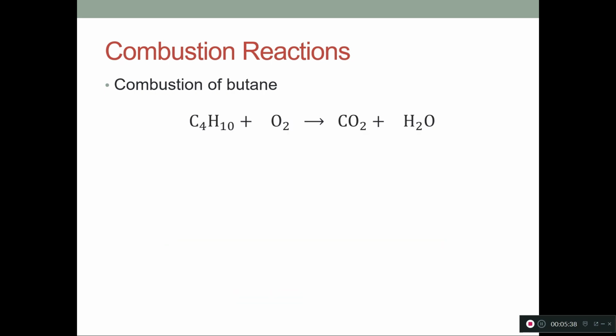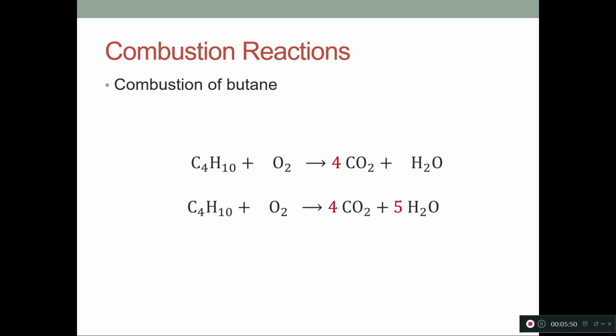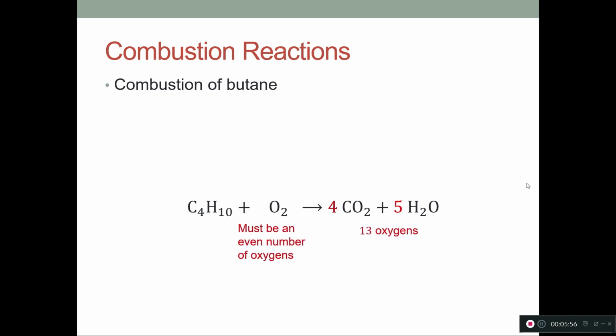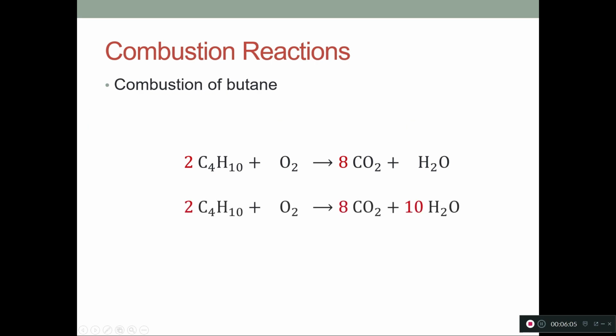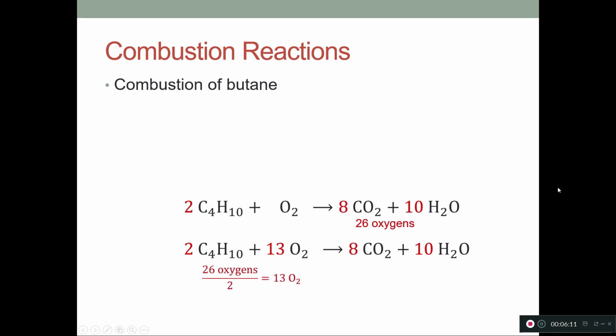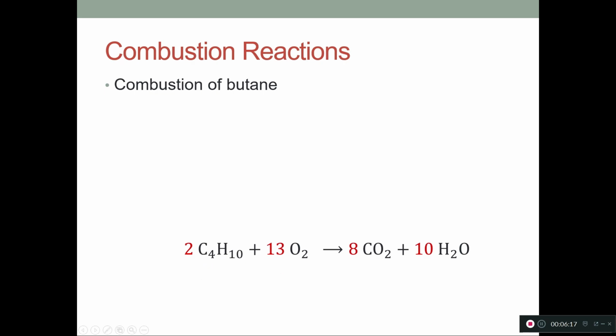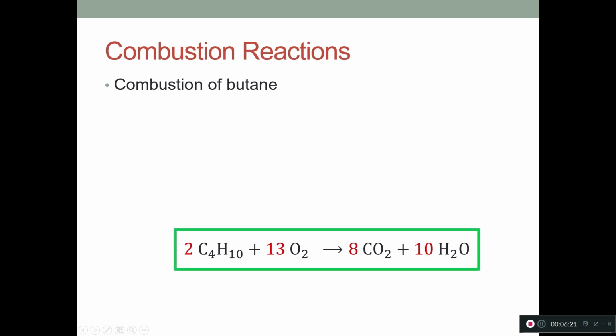Now let's do this again, but for butane. So again, just one more carbon with their associated hydrogens. And so let's try balancing the carbons first. Put a 4 in front of the CO2. Let's try then balancing the hydrogens. A 5 in front of the H2O. This gives us 13 oxygens over here. Again, we can't have 13. It has to be an even number. So we'll increment this up by 1. Then we try balancing the carbons. We try balancing the hydrogens. And so now we end up with 26 oxygens. That's something we can work with because it's an even number, so we get 13 O2 in the reactants. And so that means that this is our balanced chemical equation for the combustion of butane.